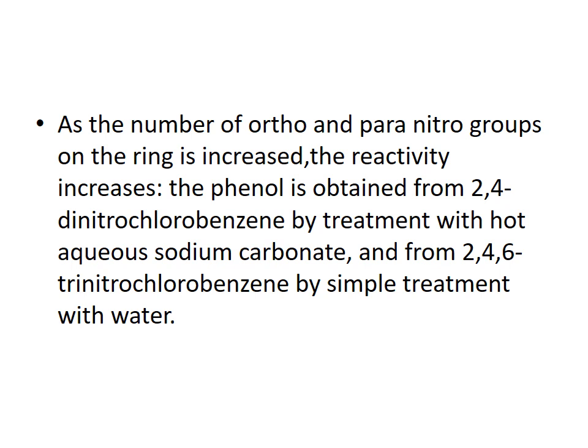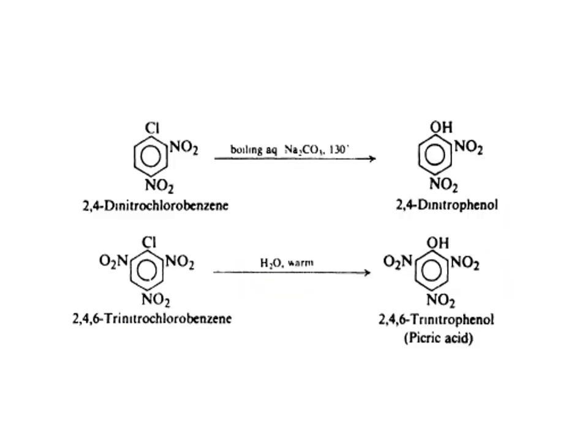We can see in the next slide. See these examples. First one is 2,4-dinitrochlorobenzene. So there are two nitro groups, one at one ortho position and the second one at the para position. So it is a little more activated than the para-chloronitrobenzene that we have seen in the previous reaction.